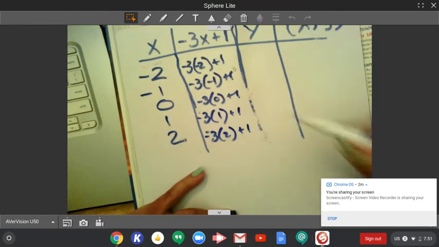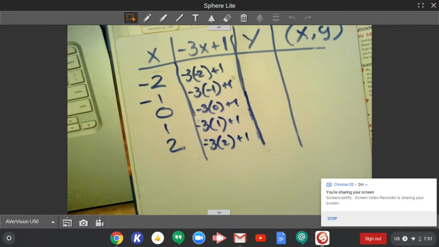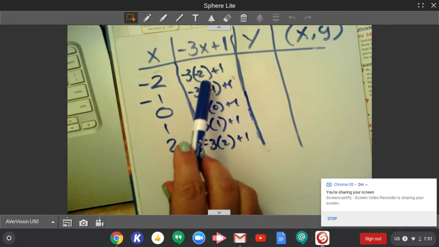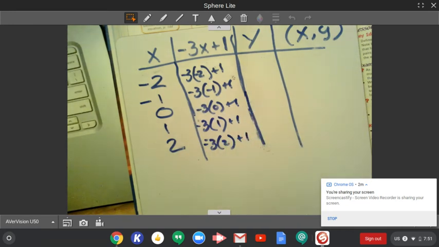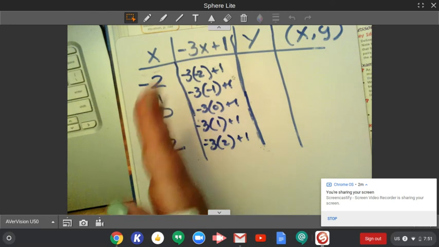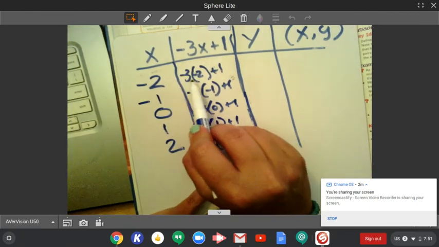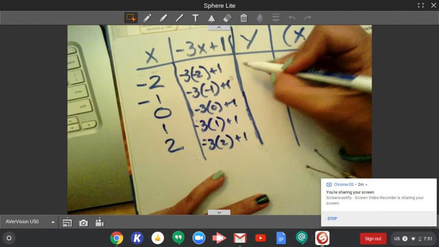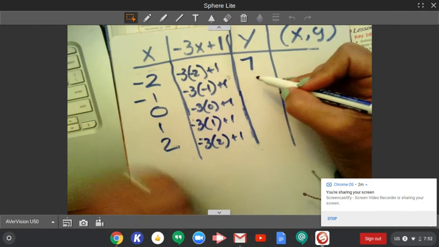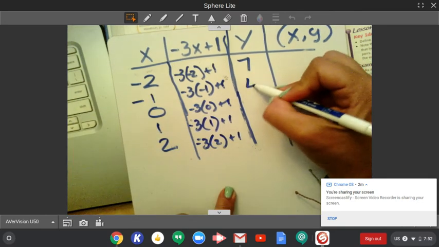Okay, pretty simple. Now here's the only, I guess you could call it the hard part. Now you're just going to simplify, and you're going to write down what your y value would be if you were to input -2, if you were to input -1, and so on. Okay, so we're just going to do -3 times -2. Two negatives is a positive, and you're going to get 7. Okay, two negatives is a positive, and you're going to get 4.